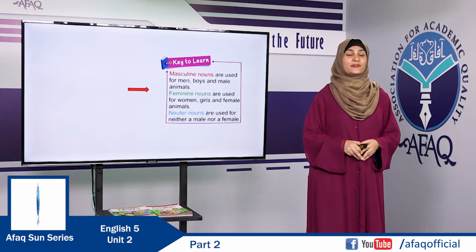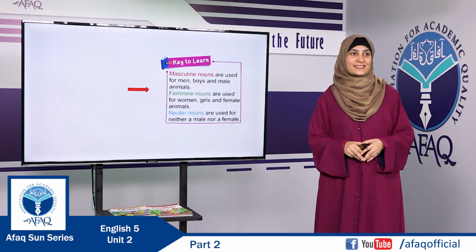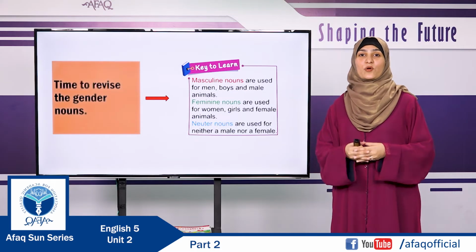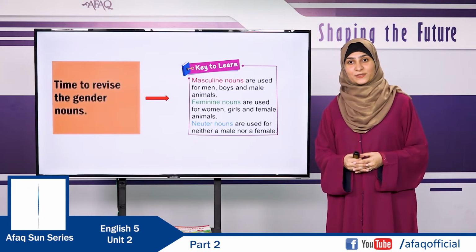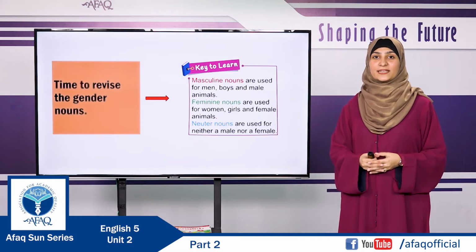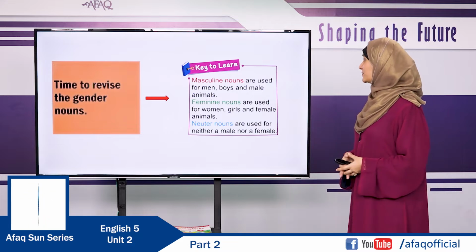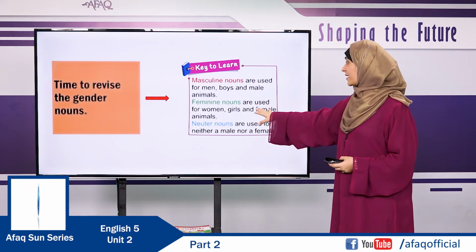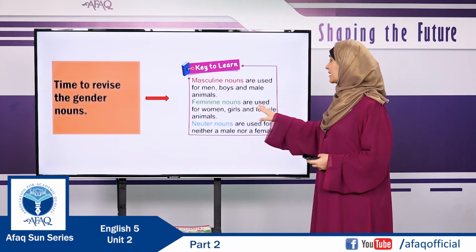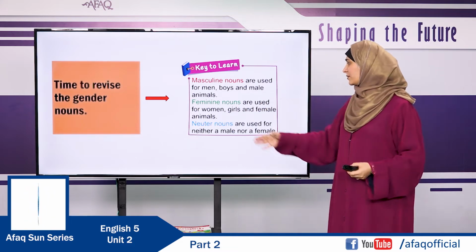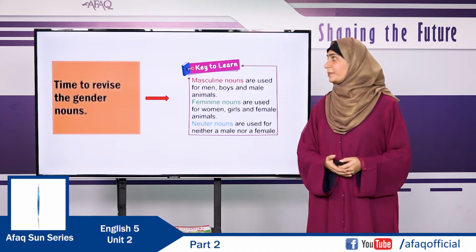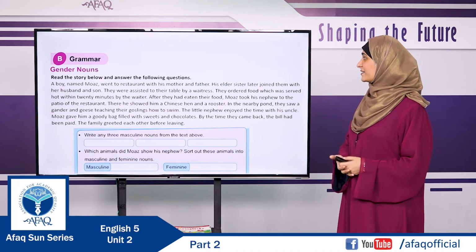Dear students, you were very good with your previous exercise. Now it's time to move forward. Dear students, you have already learned about gender nouns. They are divided into 3 categories. Masculine nouns are used for men, boys and male animals. Feminine nouns are used for women, girls and female animals. And neuter nouns are used for neither a male nor a female. Now let's practice some gender nouns.